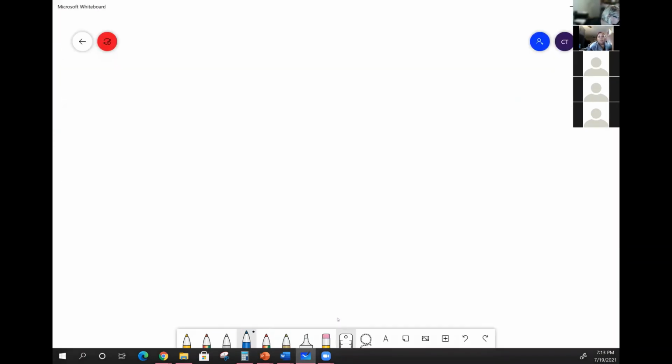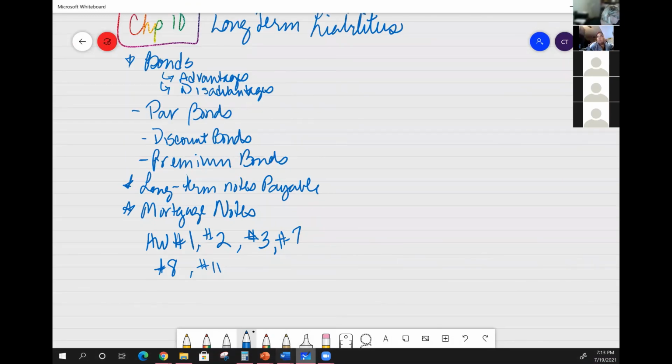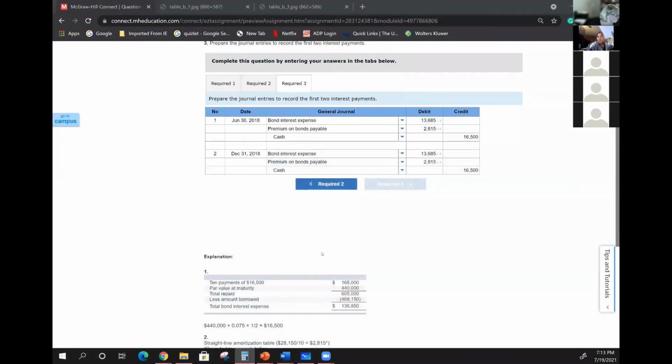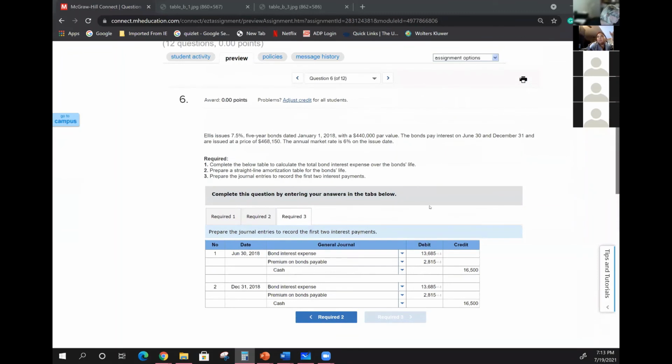Okay. Like I realized with this one, if the par value is less than the issue price, then you go in the opposite direction. You subtract instead of adding. Right. Yep, because it's a premium.